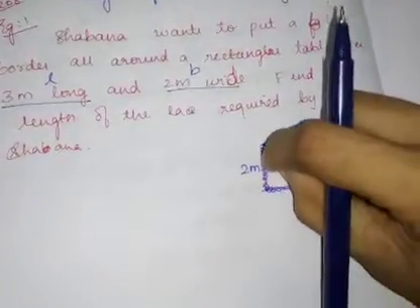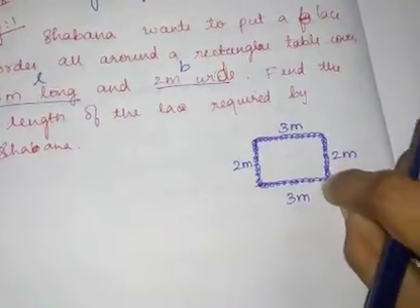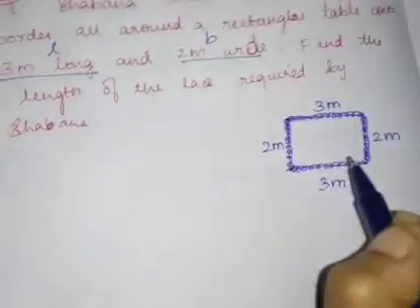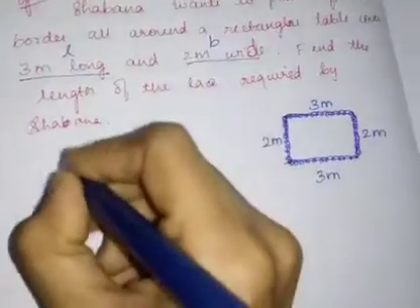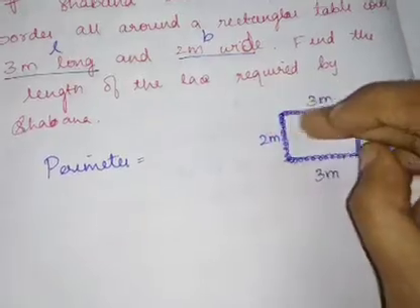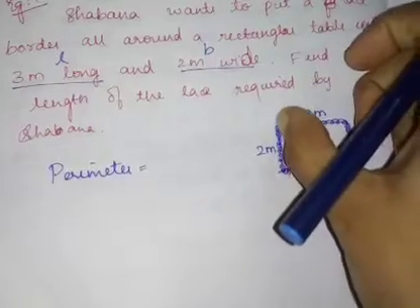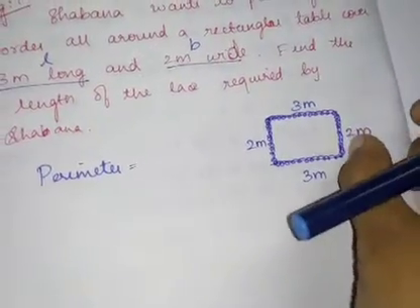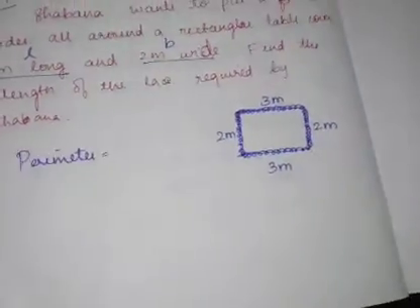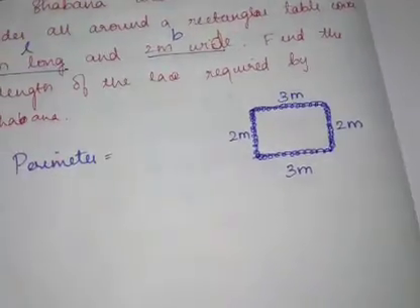If she is keeping the lace like this, she'll start here and go like this, and again she'll reach here. So she is covering the boundary. Boundary length is nothing but what? Perimeter. So if you find the perimeter, you will know how much length of lace is required for covering this boundary. If she covers the boundary, it's nothing but the perimeter.